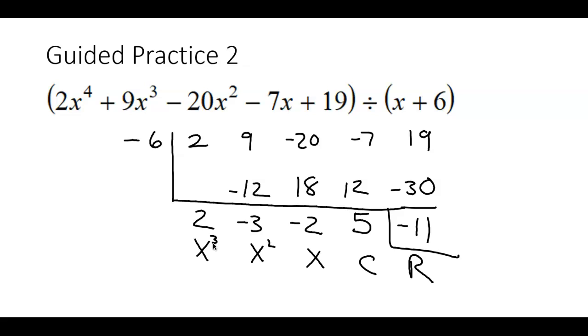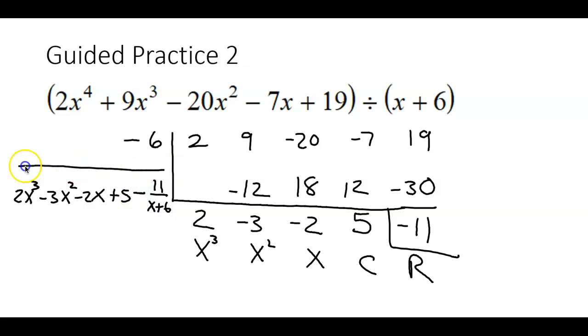if need be. And so my final answer would be 2x cubed minus 3x squared minus 2x plus 5 minus 11 over x plus 6. And that's my remainder. Once again, long division will work, it's just this is a little bit nicer. Okay?